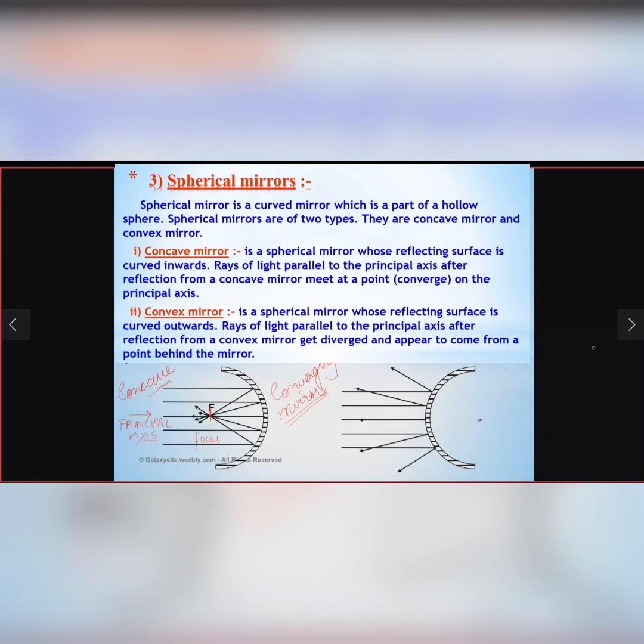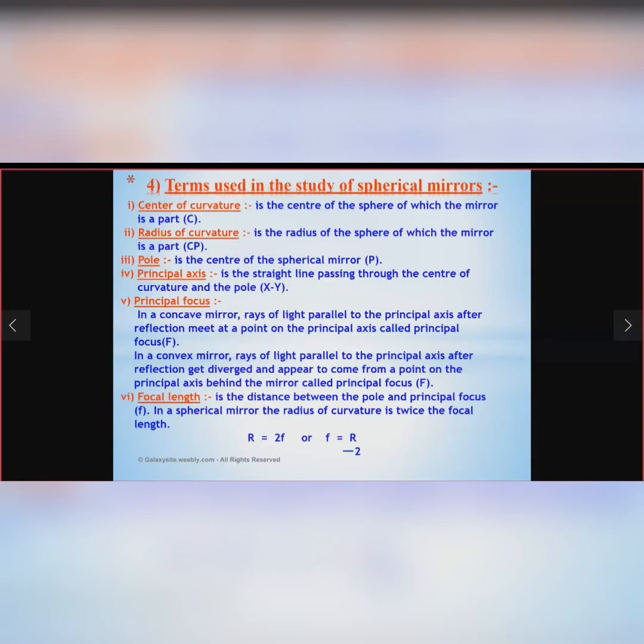So let's see what happens if we extend these rays backward. If we extend these rays backward, all these rays seem to be coming from a point. This point from which the rays seem to be coming from is called virtual focus. Okay, these are all of the terms which are related to the spherical mirrors.